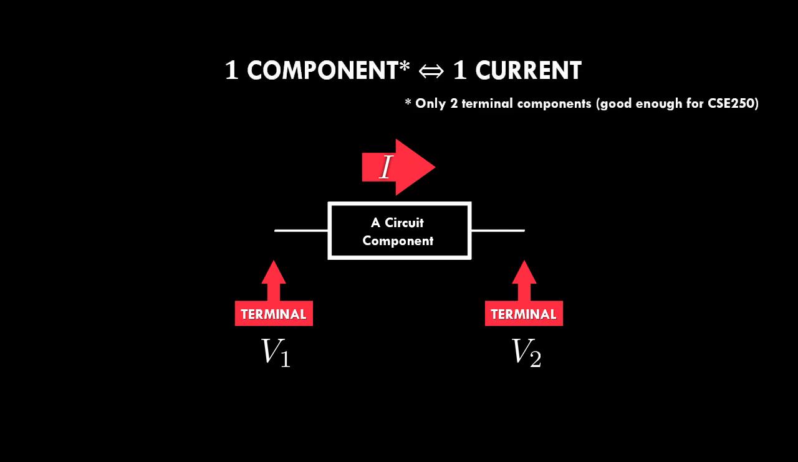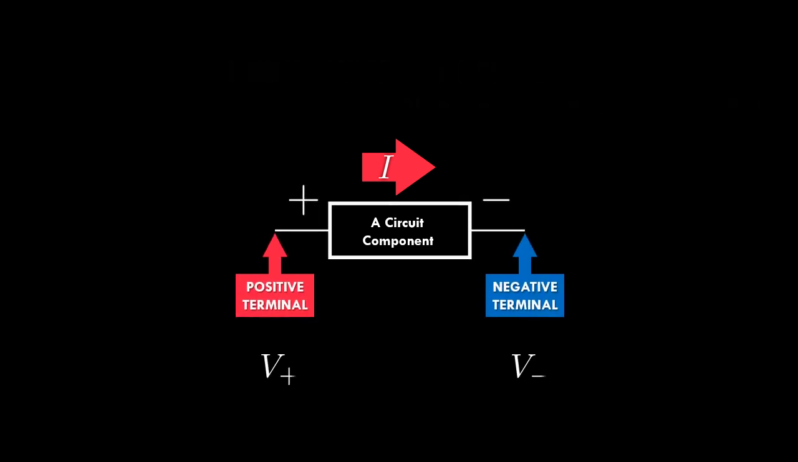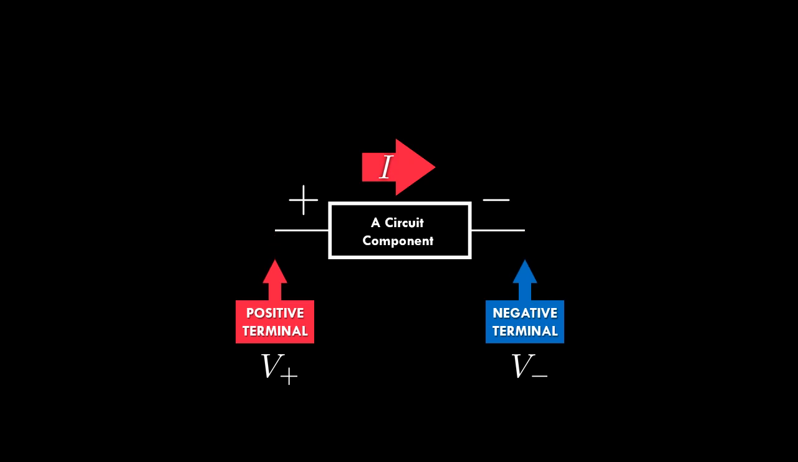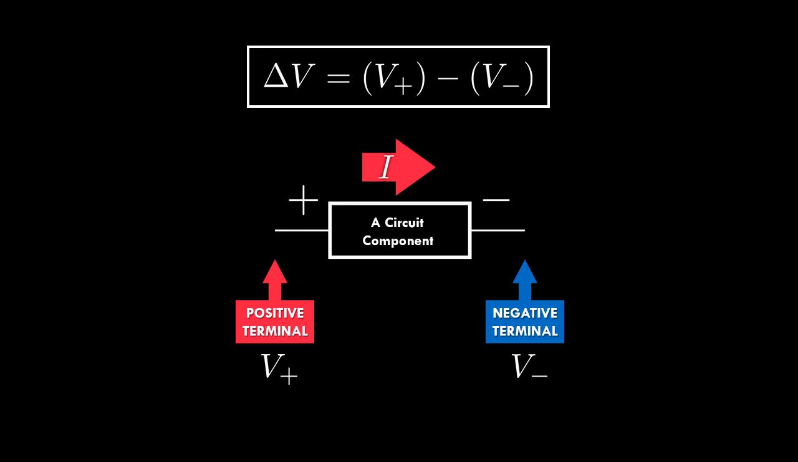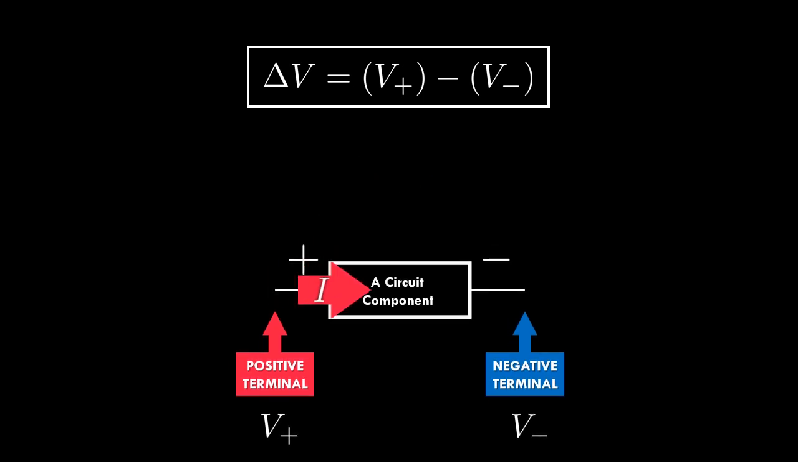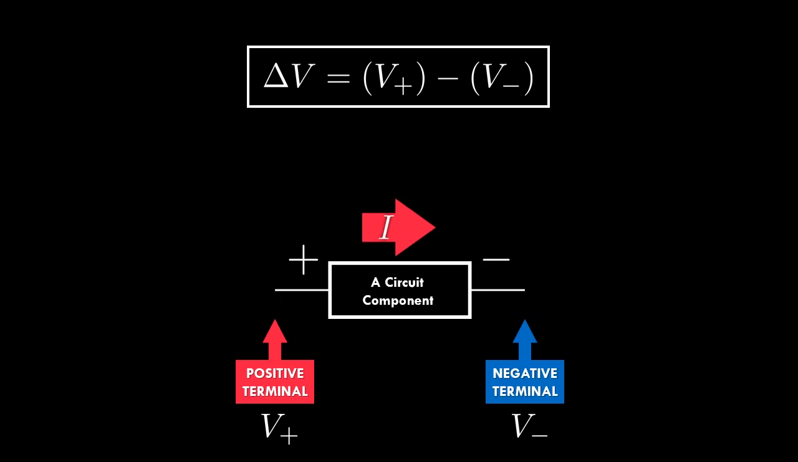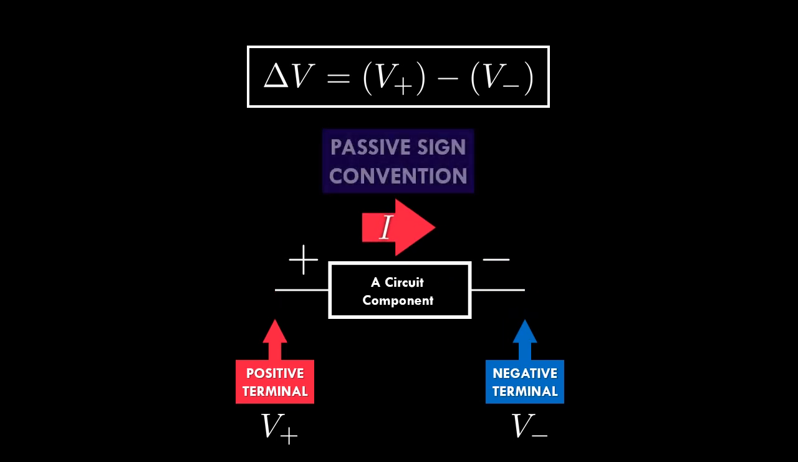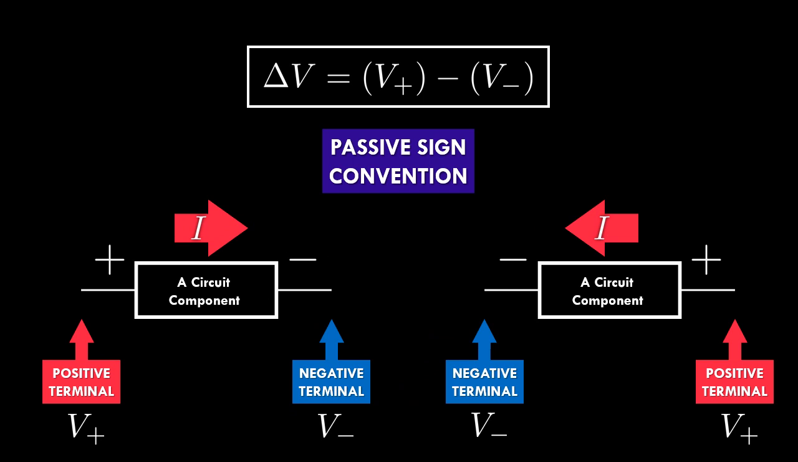Oh, and by the way, since we have just 2 terminals here, we call them positive and negative terminals. Whenever you need to calculate the voltage difference, always remember it's the voltage of the positive terminal minus the voltage of the negative terminal. And also be careful about the direction of current. It should always be from positive to negative terminal as well. This system is what we call passive sign convention. It's a convention that says it's okay whichever terminal you want to call positive or negative, but the direction of current must go from positive to negative.